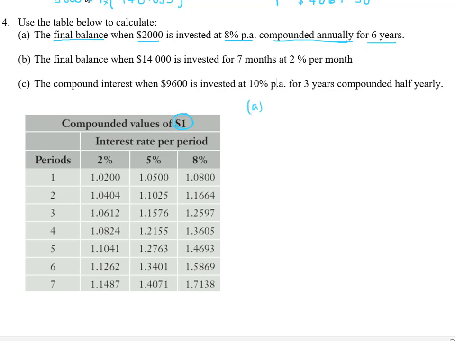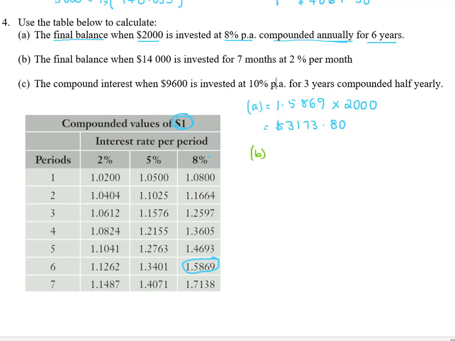I've got $2,000 invested at 8%. Well, here is 8%. It's invested for 6 years. And so what this table is saying to me, that $1 invested for 6 years will be worth 1.5869, but I've invested $2,000, so I'm going to multiply this by 2,000. And when I work that out, I get an answer of $3,173.80. And that's all that we need to do.